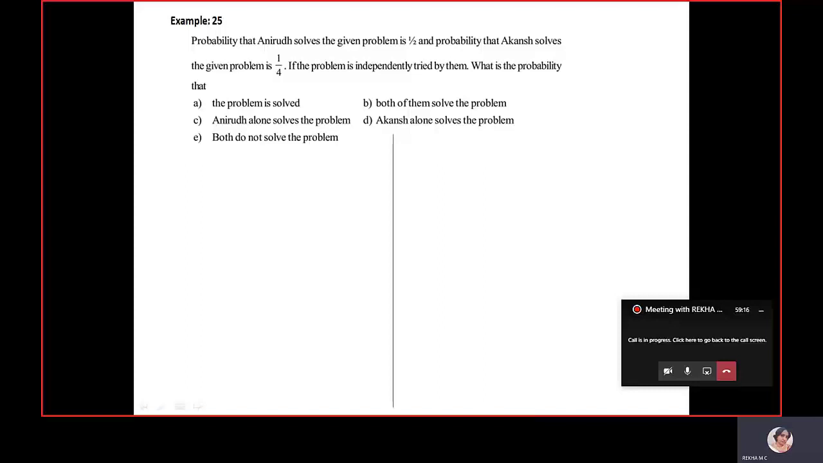The probability that Anirudh solves the given problem is 1 by 2, and the probability that Akansh solves the given problem is 1 by 4. If the problem is independently tried by them, what is the probability that: sub-question A, the problem is solved; sub-question B, both of them solve the problem; sub-question C, Anirudh alone solves the problem; sub-question D, Akansh alone solves the problem; sub-question E, both do not solve the problem.